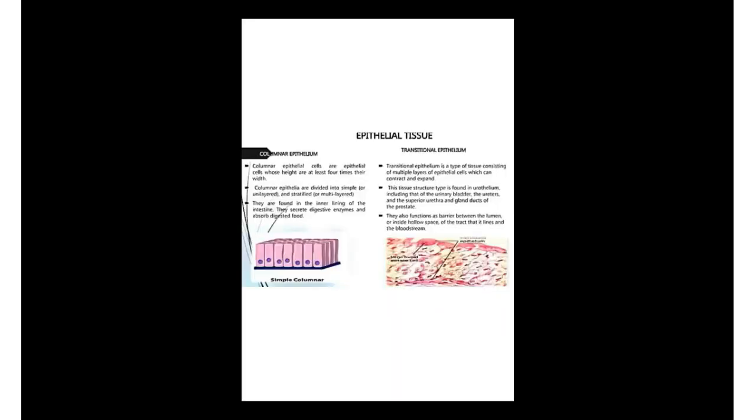Okay, next is the columnar epithelium. So the columnar epithelium cells are epithelial cells whose height is at least 4 times their width. The columnar epithelium is divided into simple or unilayered and stratified or multilayered. They are found in the inner linings of the intestine and they secrete digestive enzymes and absorb digested food. Okay, so columnar epithelium is basically what you will find in your digestive tract.